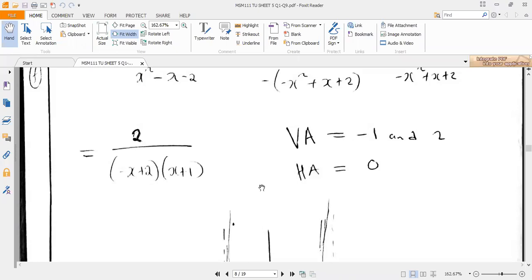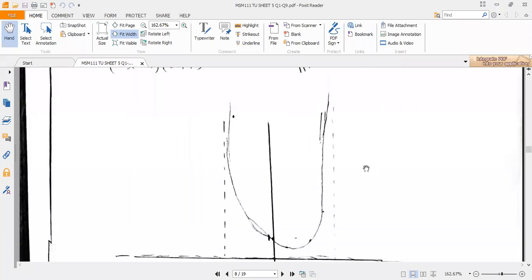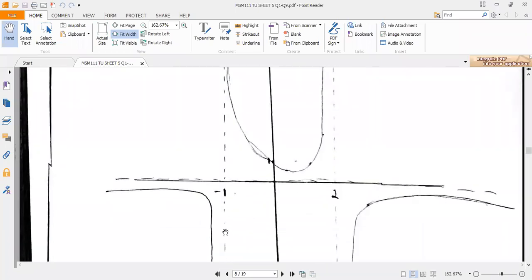So now for the horizontal one, you have noticed that the power on the denominator is greater than the one on the numerator, right? So that simply tells you that the horizontal asymptote will be 0. Now when graphing, you have two vertical asymptotes, right? So you have negative 1 and positive 2, and these two lines are going this way.